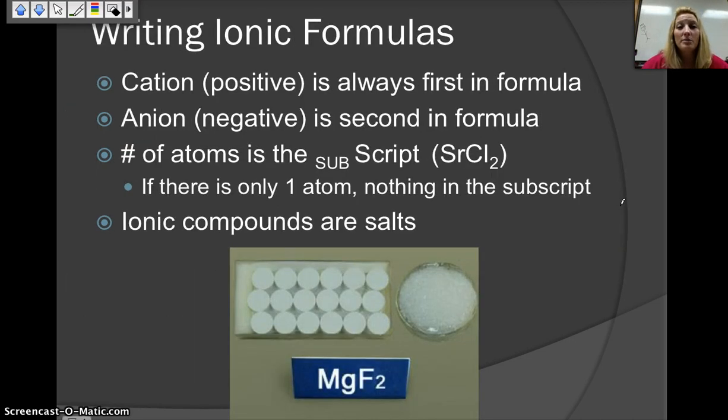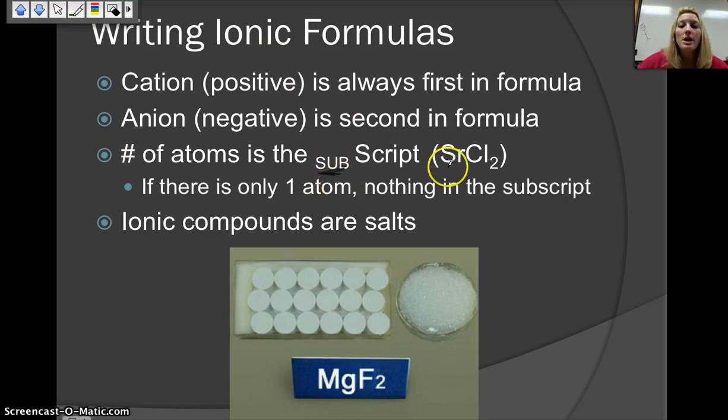When you're writing these formulas, cations, or the positive ones, will always go first. We're always positive before we're negative. Positivity first. Anions are negative, they go second in the formula. The number of atoms is going to be in the subscript. So sub means below, like submarines go below the ocean.